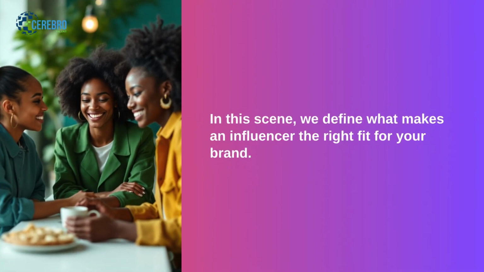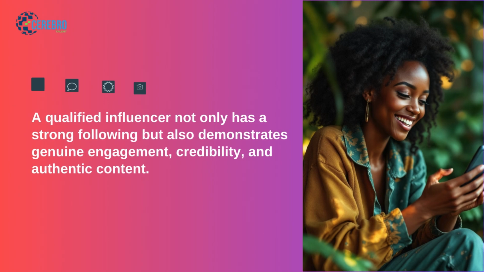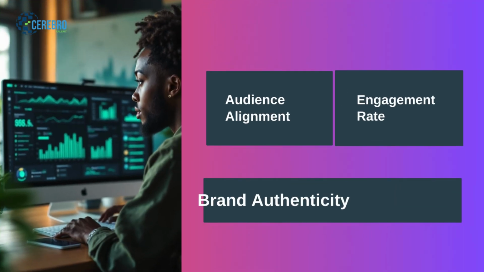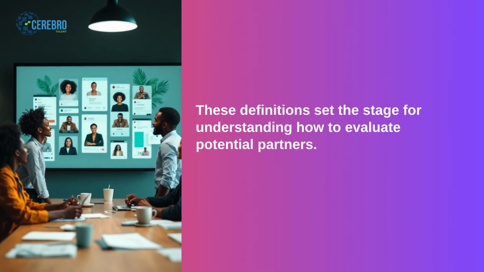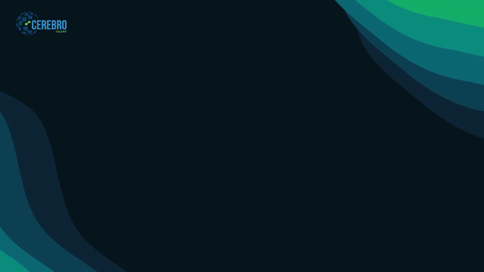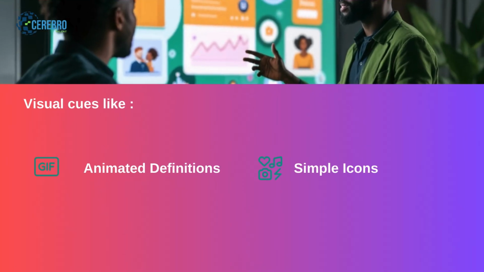In this scene, we define what makes an influencer the right fit for your brand. A qualified influencer not only has a strong following, but also demonstrates genuine engagement, credibility, and authentic content. We'll break down key terms such as audience alignment, engagement rate, and brand authenticity. These definitions set the stage for understanding how to evaluate potential partners. Visual cues like animated text definitions and simple icons will reinforce these concepts as you follow along.